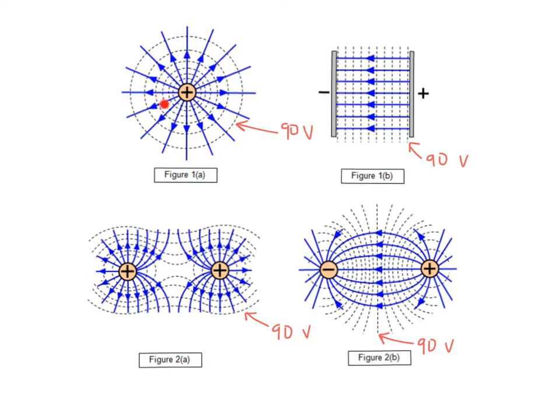Like, for example, the basic electric field for a proton are these blue lines. Those are the lines of force. That's what we've drawn. And if you have an electron here, they're all inward. So we're very familiar with these diagrams, these electric field lines for positive, negative, and parallel plates.